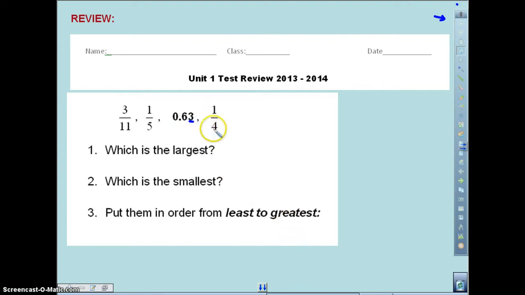So the first thing I notice is 1/4, and I've got that one memorized. You should too. What's 1/4 of a dollar? Yeah, it's 25 cents, so 1/4 is the same as 0.25.